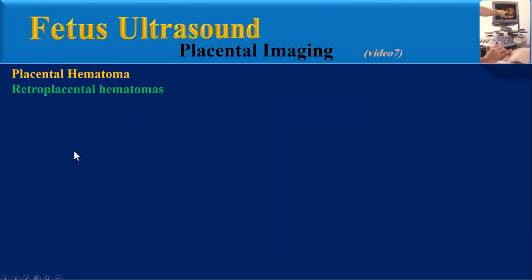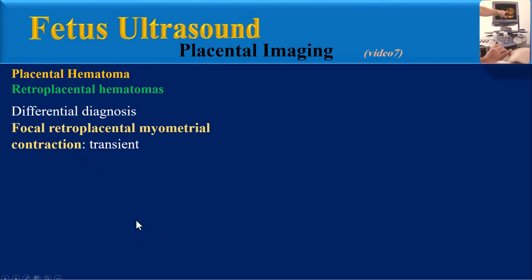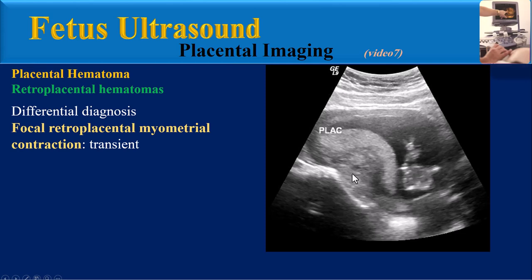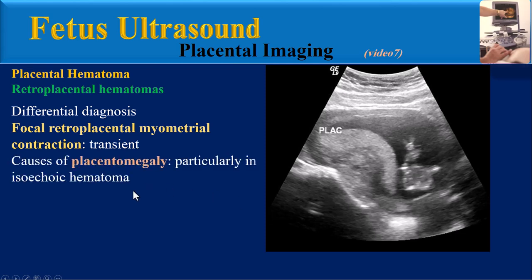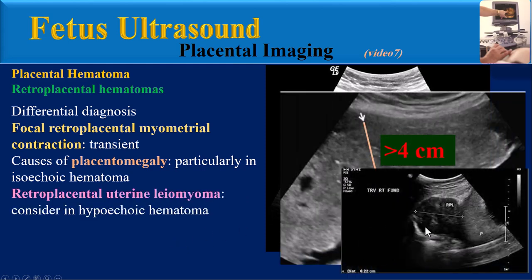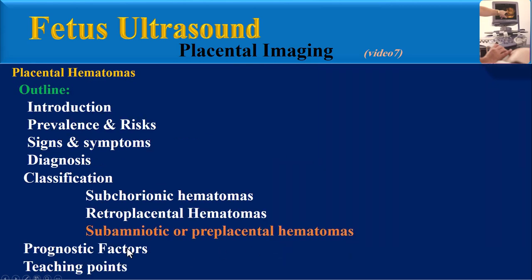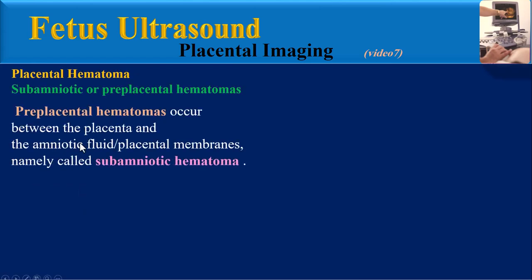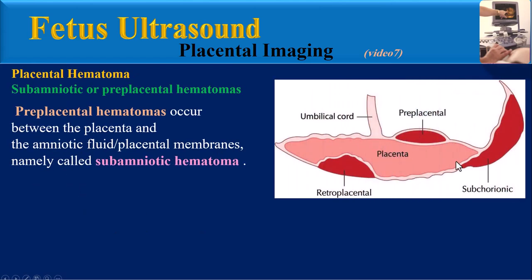What is the differential diagnosis of retroplacental hematomas? Focal retroplacental myometrial contraction, which is a transient finding; causes of placentomegaly, particularly in isoechoic hematoma; and retroplacental uterine leiomyoma, considered in hypoechoic hematoma. Subamniotic or preplacental hematomas. Preplacental hematomas occur between the placenta and amniotic fluid or placental membranes, namely called subamniotic hematoma.